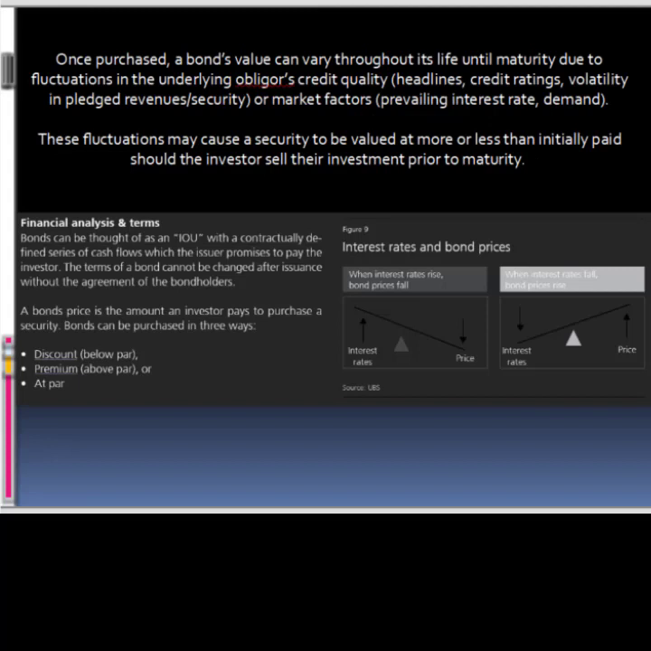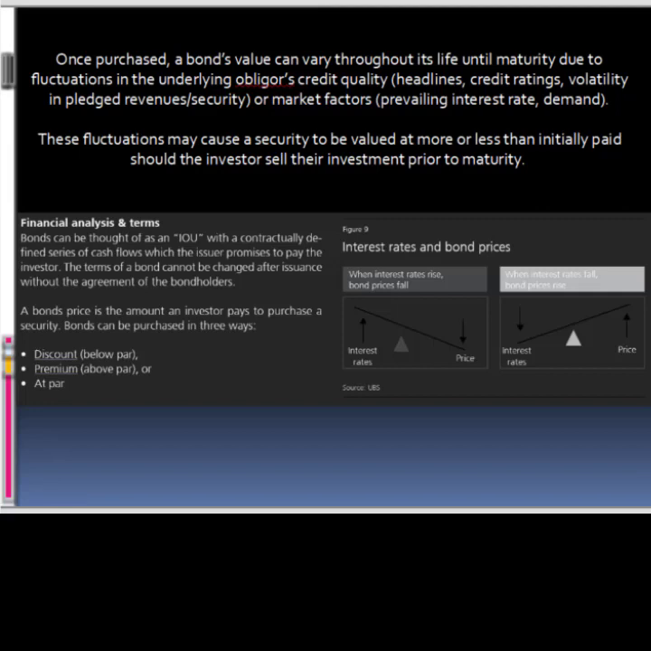Once purchased, a bond's value can vary throughout its life until maturity due to fluctuations in the underlying obligor's credit quality, which means when you buy a corporate bond, its credit rating has a huge impact on the price of your bond and the coupons the company needs to pay to investors every time it issues new debt, because this is correlated with the chance of going bankrupt.